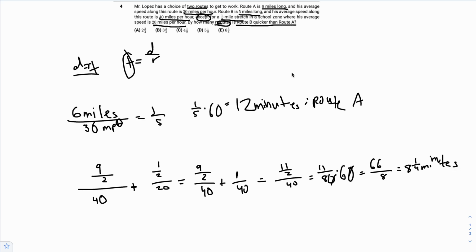And we have to remember the question: how many minutes is Route B quicker than Route A? So we need to subtract: 12 minus 8 1/4. This should be easy, just simple subtraction. We get 3 3/4 minutes. This is how much quicker Route B is than Route A. Our final answer is B.